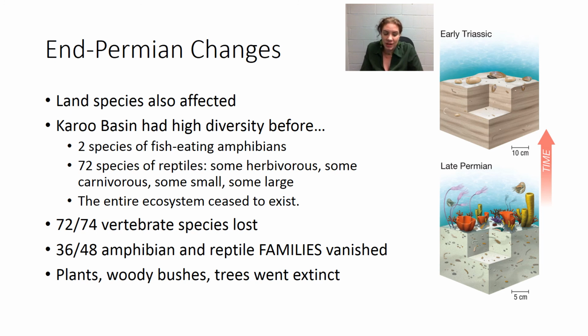36 out of 48 amphibian and reptile families vanished. Not genus or species, but families. Whole groups of genuses and species. Plants and trees and woody bushes all went extinct. So everything was hit really, really hard. Kind of makes you worry a little bit more about the health of our oceans today and keeping our plankton all happy.